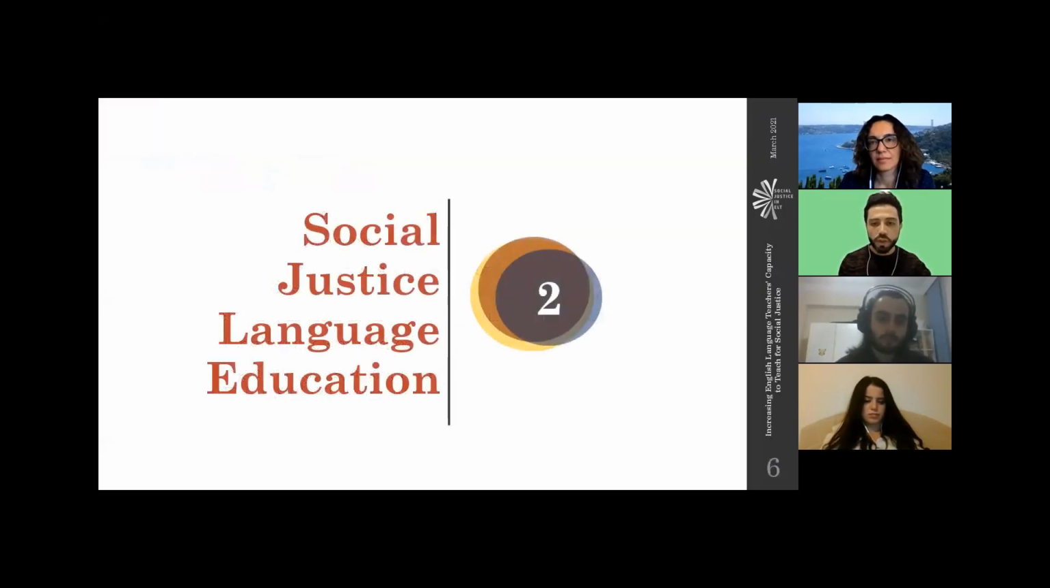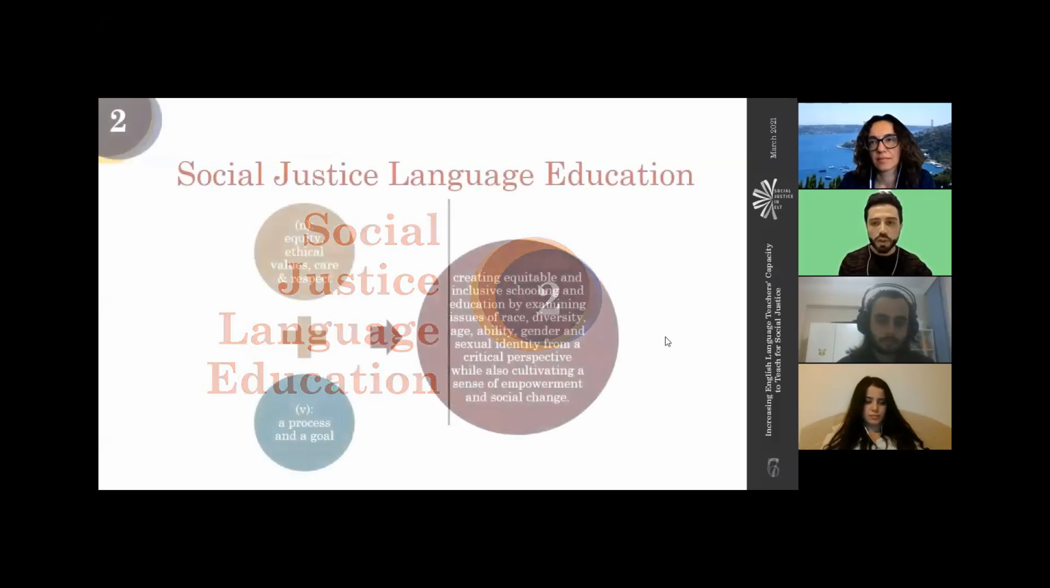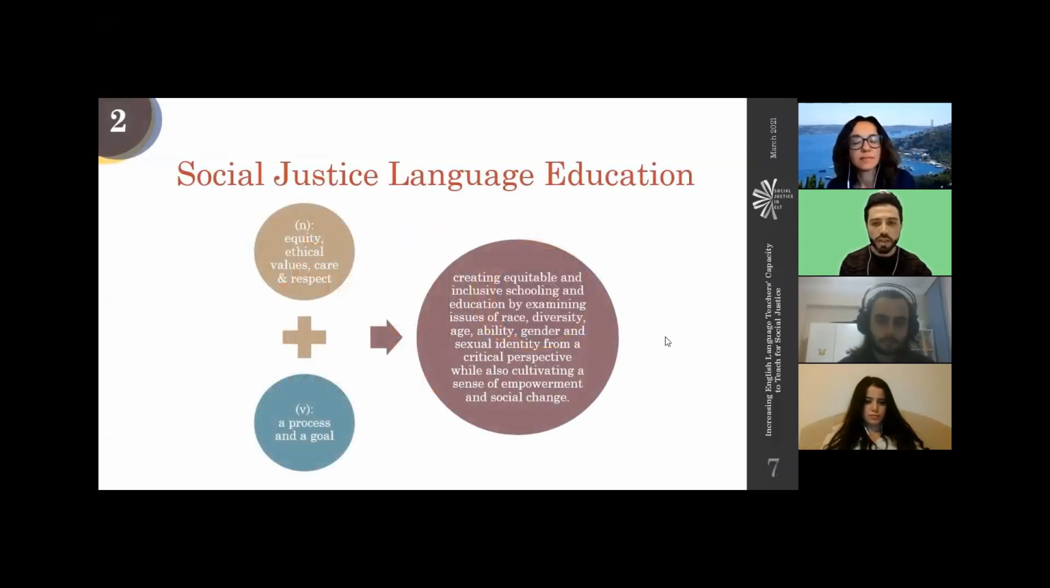So with this overall understanding of social justice, now it's important for us to introduce what social justice language education is. Social justice language education can be considered as a noun and also as a verb. As a noun, it refers to equity, ethical values, care, and respect. And as a verb, it is about a process and a goal. The process itself is informed by the concept of social justice. And at the end of the day, we expect our students to create and achieve social justice as a goal inside and outside of our classrooms.